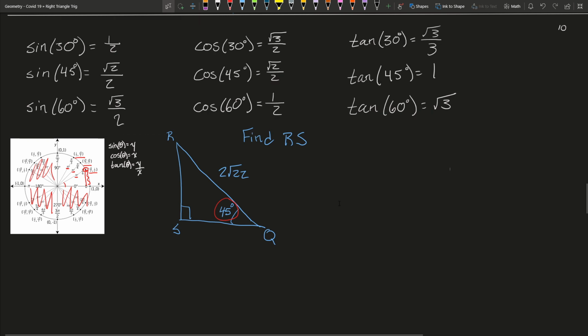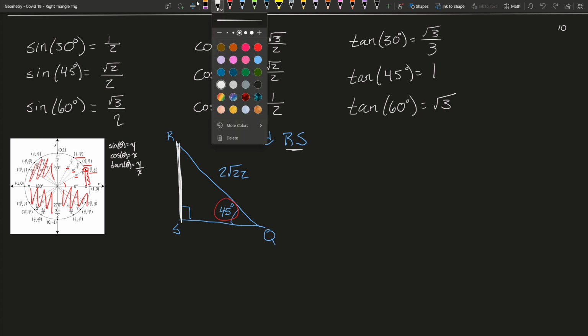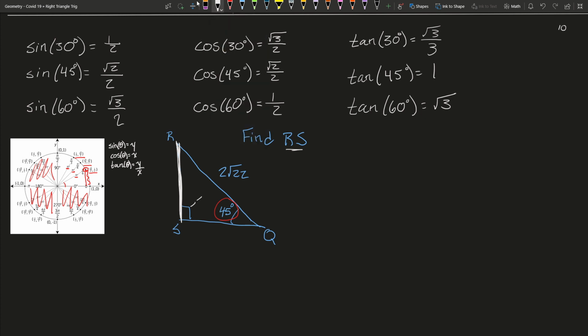Again, like what we've been doing, the first thing is to see what we have and see what we need. What we need is RS. So we need this side right here. Then we can label all the sides. From our right angle, if we draw a line to the other side of the triangle, that's our hypotenuse.